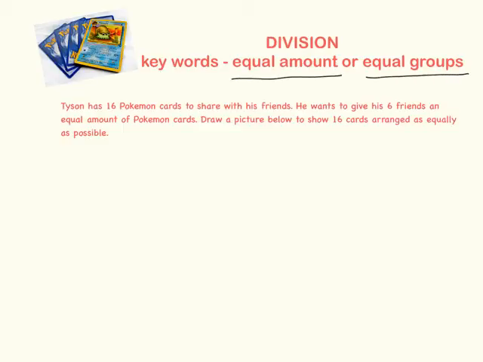The problem here says that Tyson has 16 Pokemon cards to share with his friends. He wants to give his 6 friends an equal amount of Pokemon cards. It's telling us to draw a picture to show 16 cards arranged as equally as possible. That one here that says as equally as possible is going to let me know that it might not be equal. So we have 6 friends.